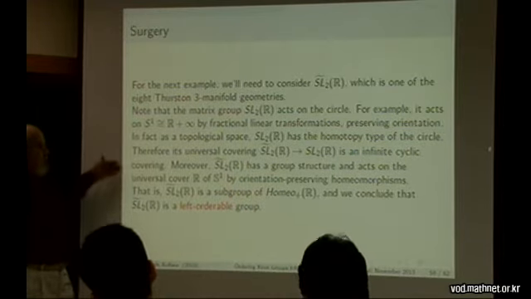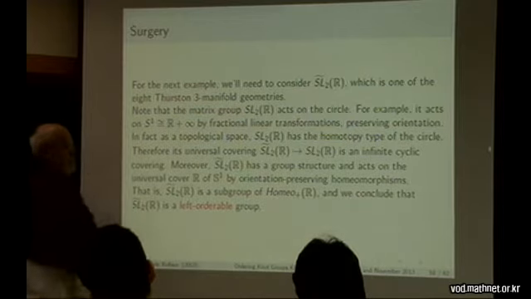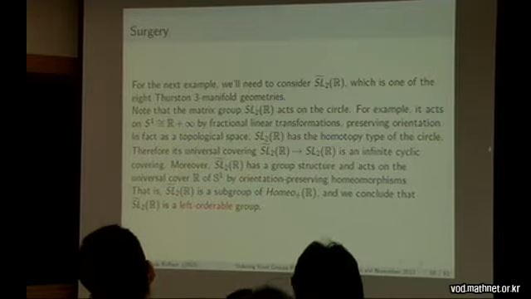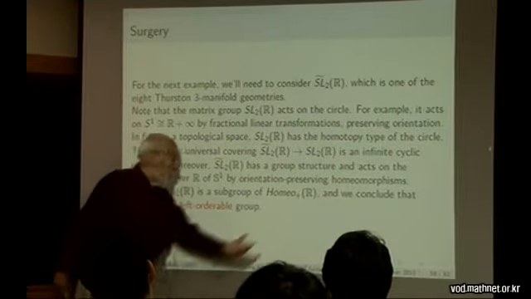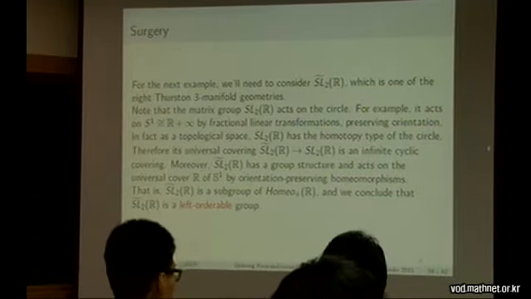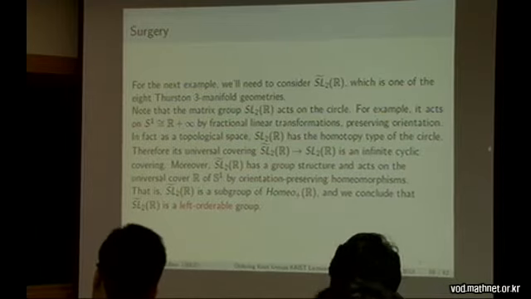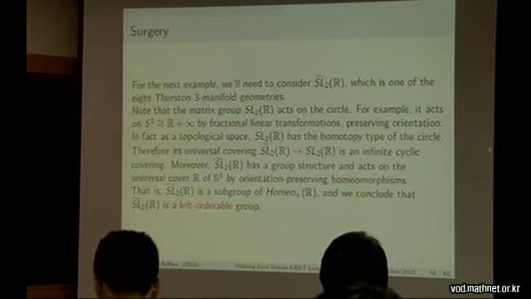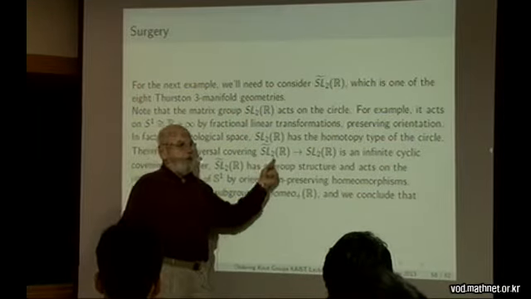Right? It acts on the universal cover by orientation preserving homeomorphisms. Anything that's not the identity acts non-trivially. So it's actually a subgroup of Homeo+ R. And therefore, because we know that this is left orderable, we conclude that this is also left orderable. Is the group SL2R tilde countable? It's uncountable. It's an uncountable group. SL2R itself is uncountable, and it's a covering of that.